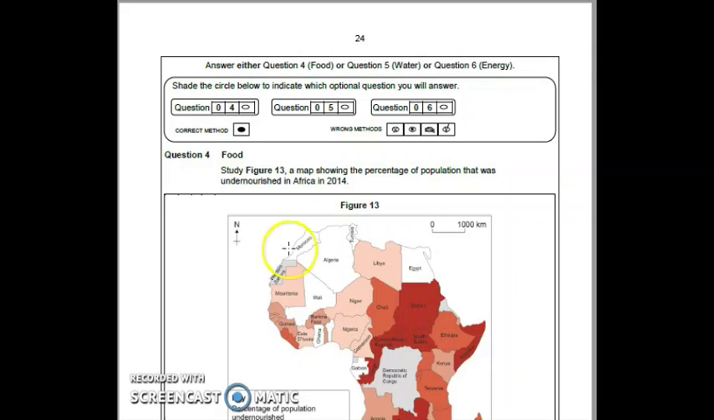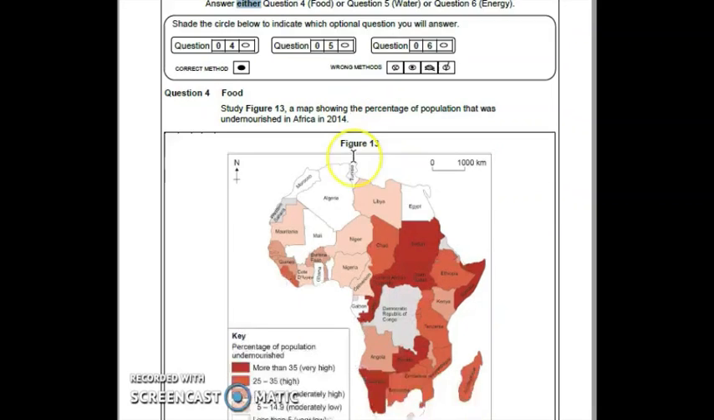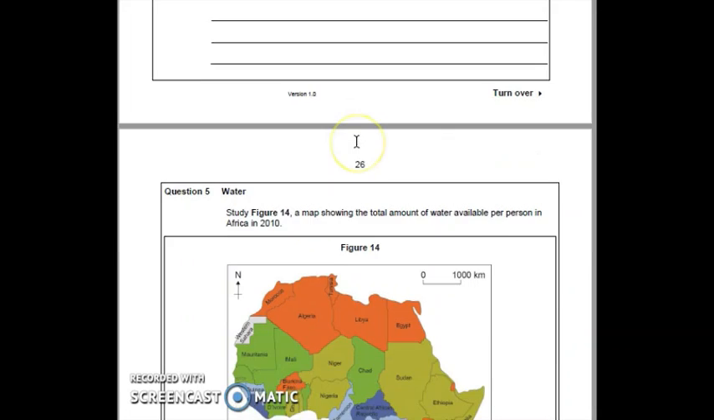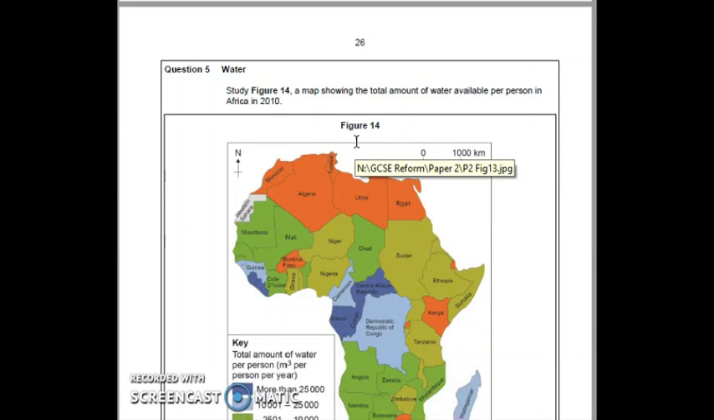Okay, so after question 3, you'll notice again there are instructions where it says you've got to answer either question 4, food, question 5 on water, question 6, energy. And what you're going to have to do here is you're going to have to shade in the question that you do. So, just to be clear, we are doing question 5, which is water. So you'll put a dash in that circle there, and then you will leave these questions out. Don't do any of question 4. So, we're now going to question 5.